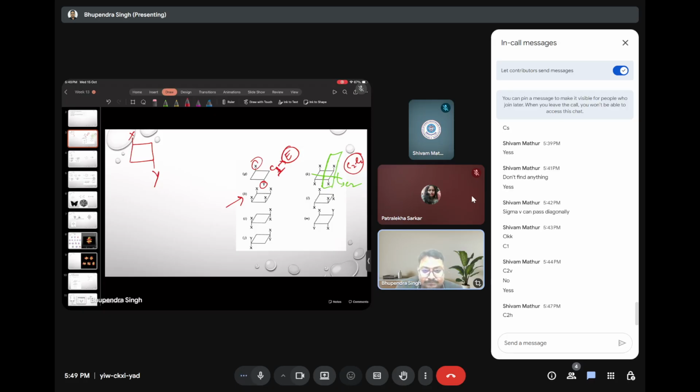Any response? This you have to work it out because this is our C1 for H molecule. How come C1?